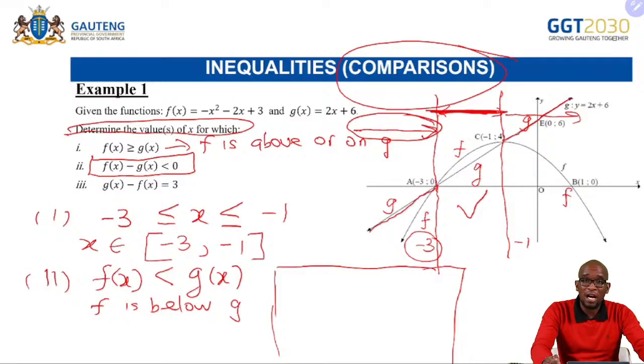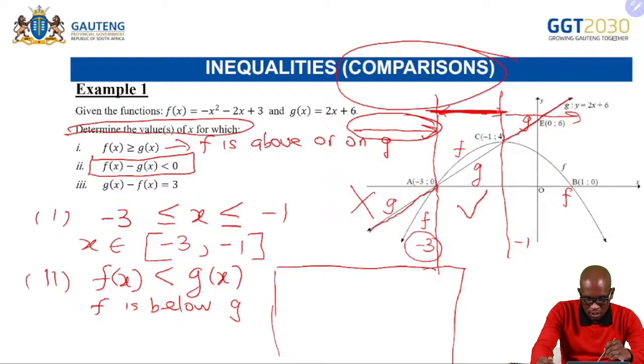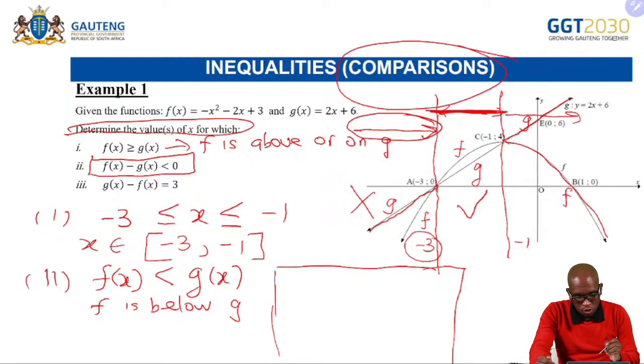Now, we're going to start on the left-hand side from -infinity to -3. If you check from -infinity to -3, f is below g. And in between -3 and -1, f is above g. That's not where we want the solution. So we are interested in this part here. And then we check from -1 to positive infinity. You can see that g is above and f is below g. So we're also looking at this particular region.